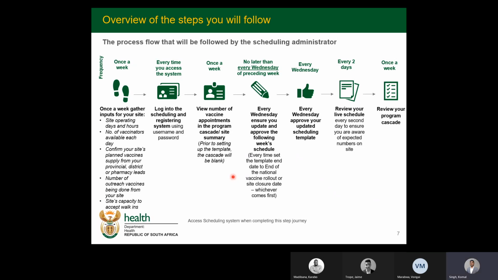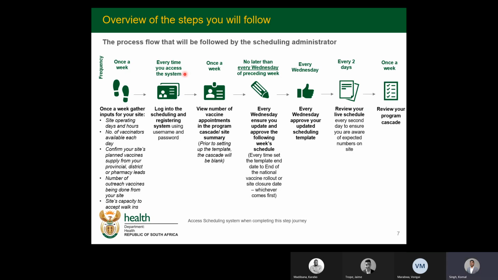So this slide talks to you about the overview of steps that you will follow as a scheduling administrator. The process flow that will be followed by a scheduling administrator is as follows. We'll talk about the frequency. We'll start off with once a week. Once a week, as a scheduling administrator, you will gather inputs for your site. This includes the site operating days and hours, and the number of vaccinators available each day. You have to confirm your site's planned vaccine supply from provincial, district or pharmaceutical leads, the number of outreach vaccinations being done from your site, as well as your site's capacity to accept walk-ins.